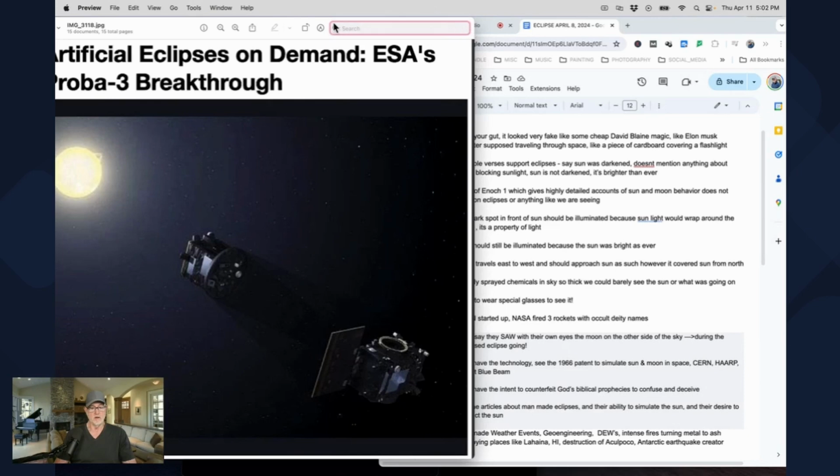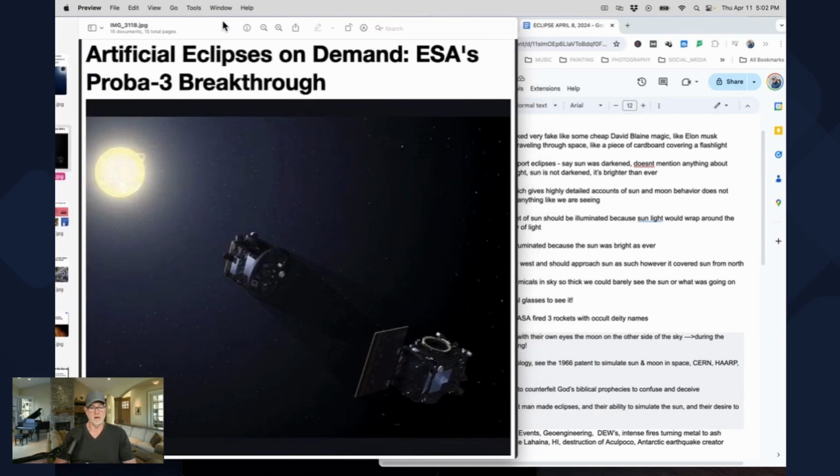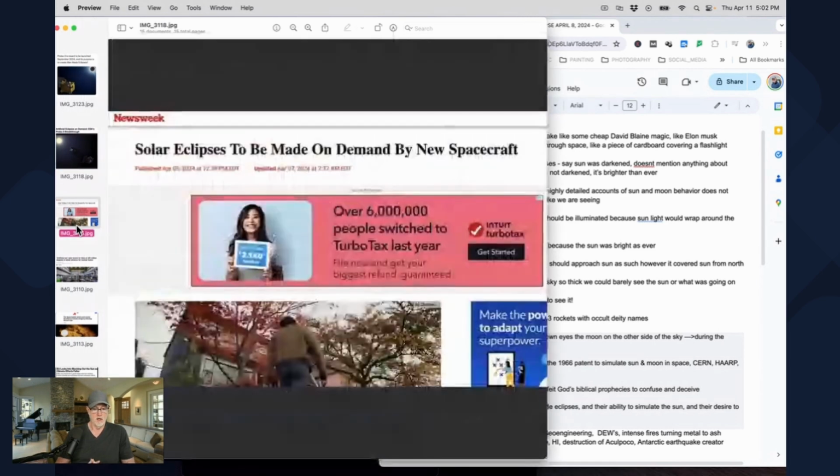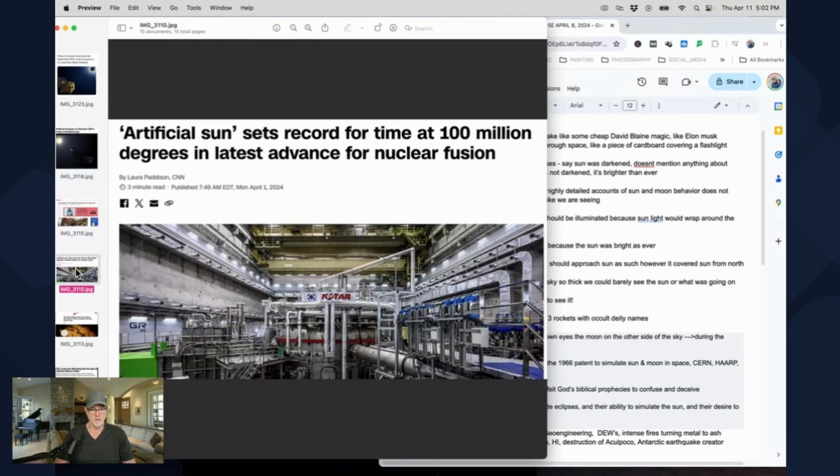Here's another article, artificial eclipses on demand, ESA's Proba 3 breakthrough. Here's another article, Newsweek, April 7th, 2024, solar eclipses to be made on demand by new spacecraft. So here they're telling us again they're creating man-made solar eclipses. And then here's another article, April 1st, 2024, artificial sun sets record for time at 100 million degrees. So now they're telling us that they're creating artificial suns.